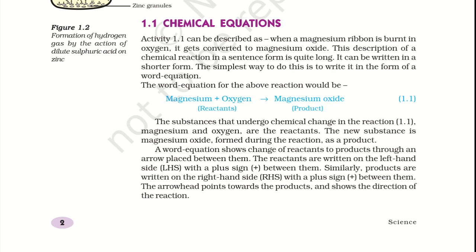The word equation shows the change of reactants to product through an arrow placed between them. The reactants are written on the left hand side with a plus sign between them. Similarly, products are written on the right hand side with a plus sign between them. Here you won't find any plus sign because only one product has evolved. The arrowhead points towards the product and shows the direction of the reaction. That means this arrow shows that when these two reactants reacted, they formed a new product in the direction of the arrow.